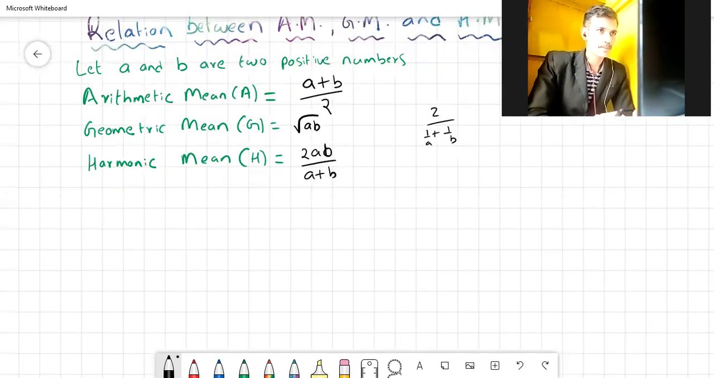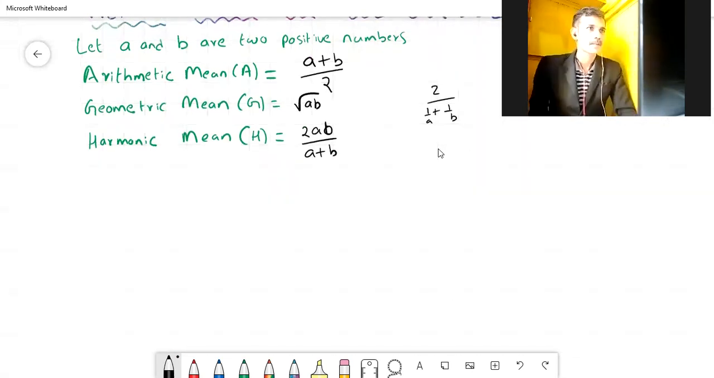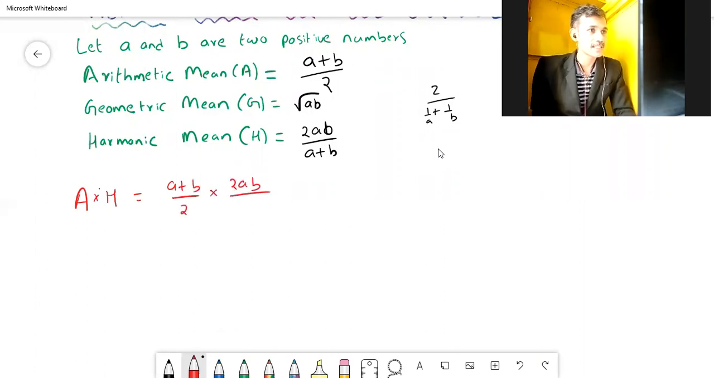Now we try to establish the relation. First, we'll multiply the arithmetic mean and the harmonic mean. What we will get, we'll see. A plus B upon 2 times twice AB upon A plus B. See, A plus B we can cancel. 2 we can cancel. So AB we got.